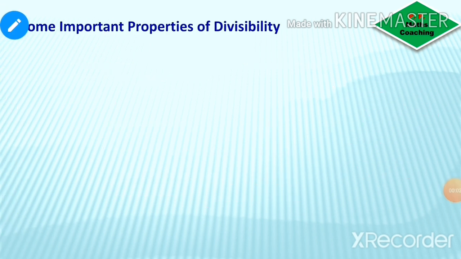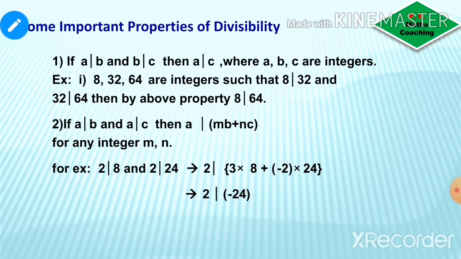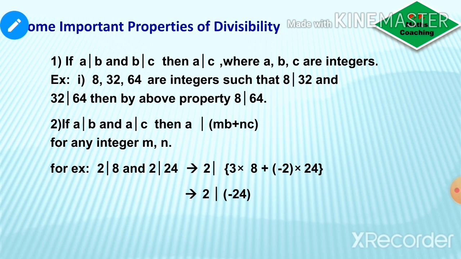Okay. Now some properties of divisibility. The first property: if a divides b and b divides c, then a divides c, where a, b, c are integers. Here we take three integer values a, b, c, and if the first integer divides the second and the second divides the third, then the first integer divides the third. We can easily prove this first property by using the definition of divisibility, but there is no need to prove it. We directly see examples.